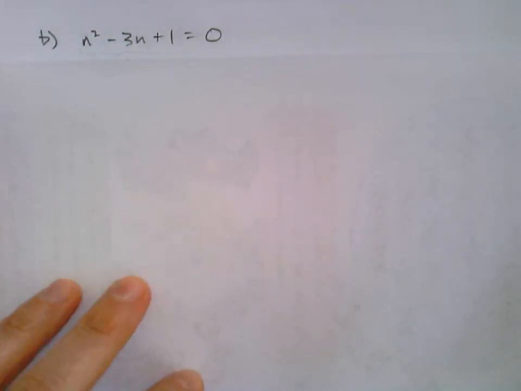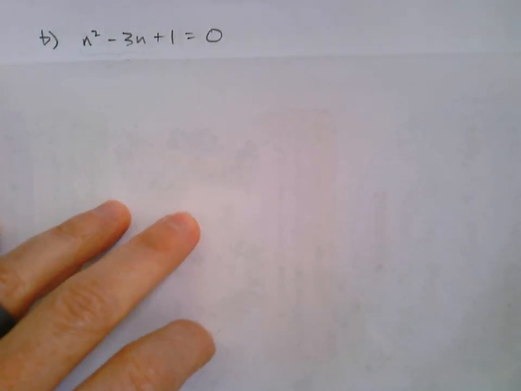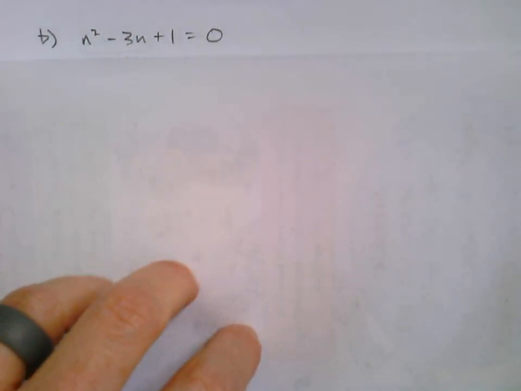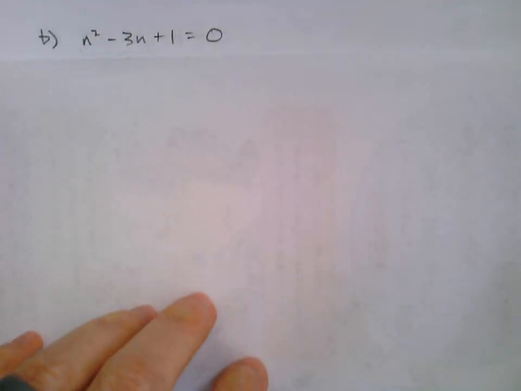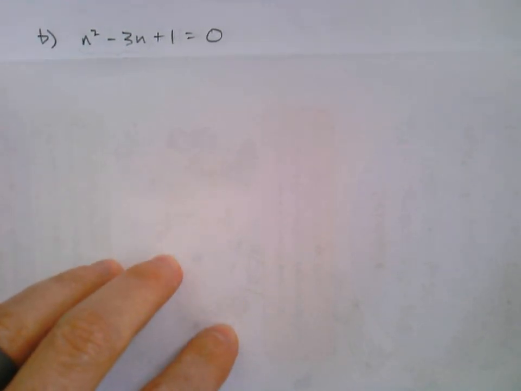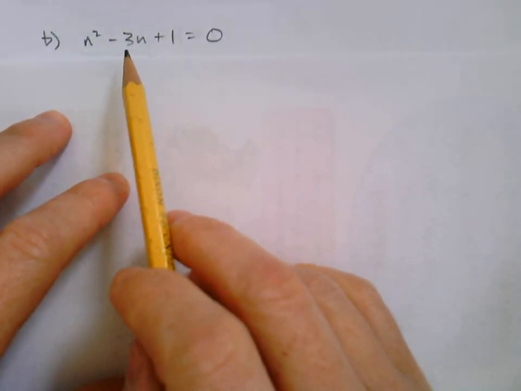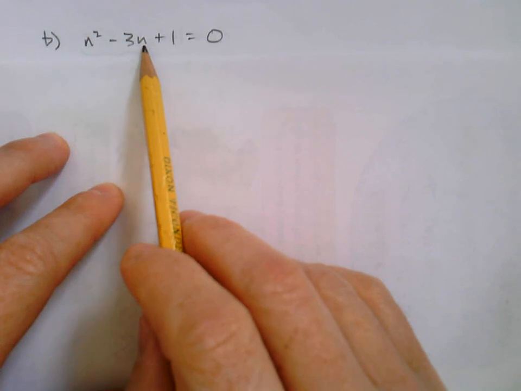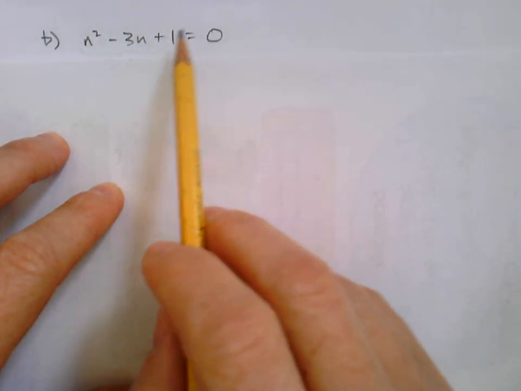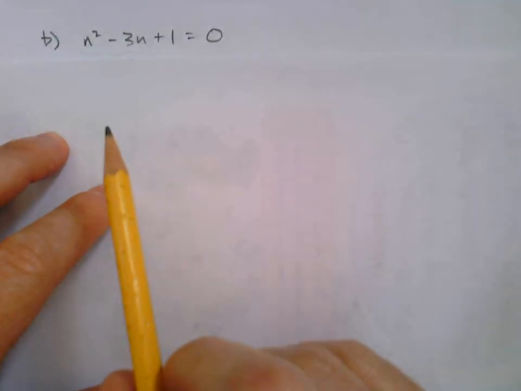How about this? Part B, n squared minus 3n plus 1 equals 0. There's actually a couple things going on here. So you notice we don't have the n squared minus 3n by itself and the number on the other side. The plus 1 is on the left.